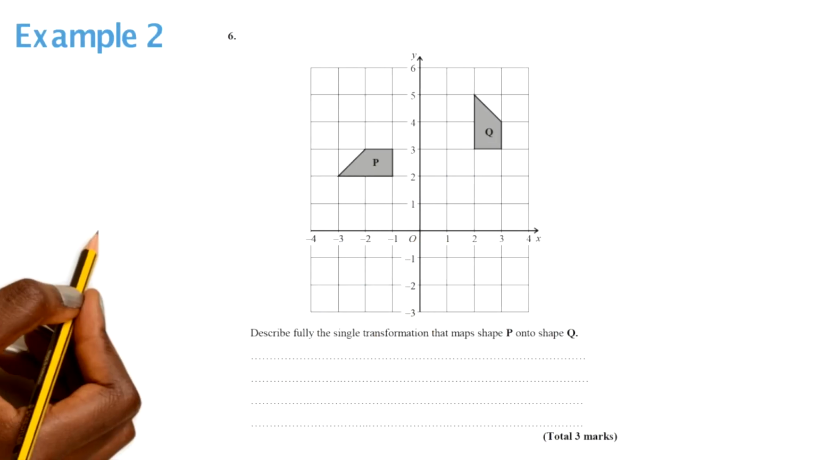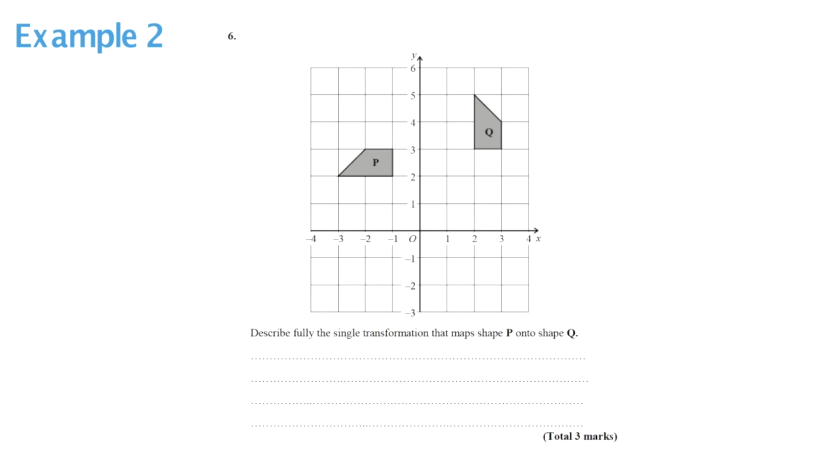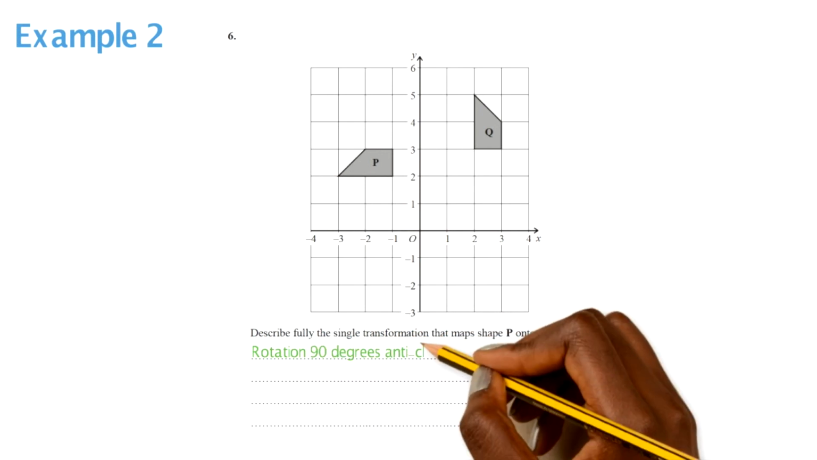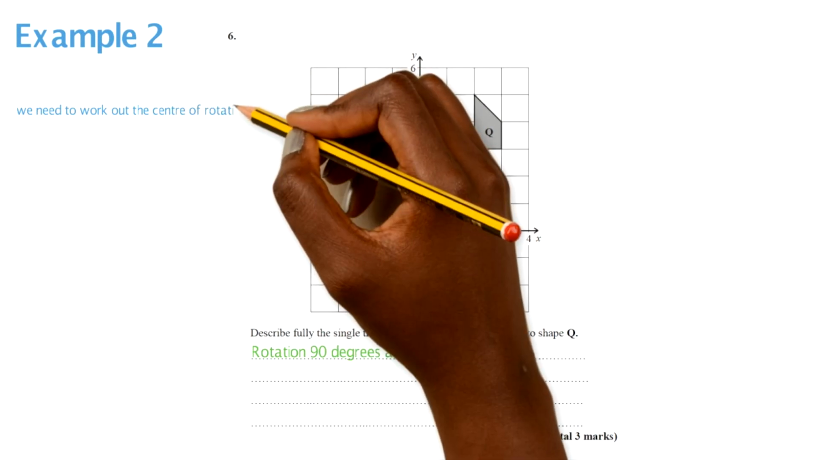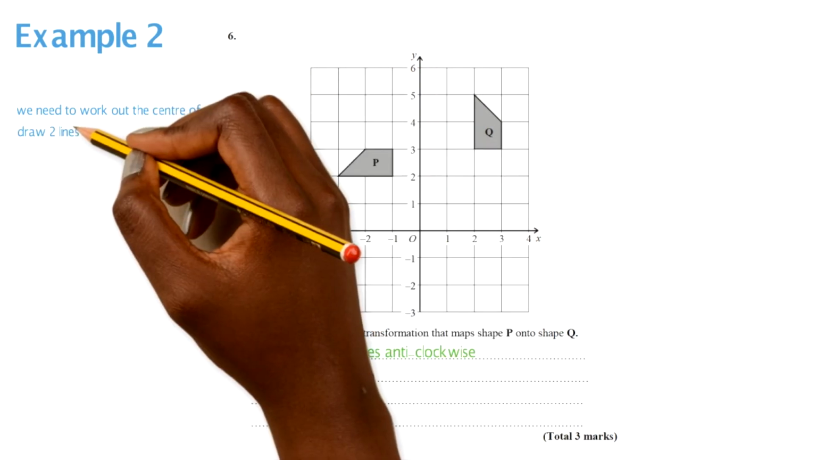However, in example 2, you may get a question where the new shape is already drawn and you have to describe the actual transformation. So I can see that this shape has been rotated from P onto Q 90 degrees anti-clockwise, right? Because it's P onto Q 90 degrees anti-clockwise.